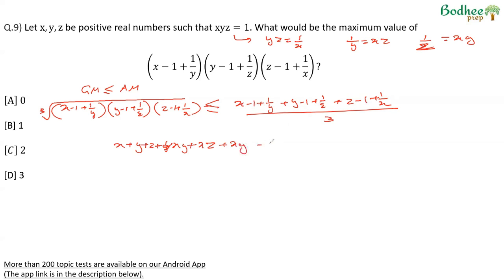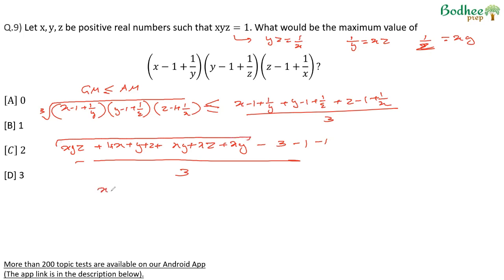Then I have 1, 1, 1 minus 3 upon 3. Now what I do is I add xyz here. Value of xyz is 1, so subtract 1. Plus 1 minus 1. xyz plus xy plus yz plus zx plus xy plus 1 plus xyz. This expression is nothing but x plus 1 into y plus 1 into z plus 1, minus 5 by 3.